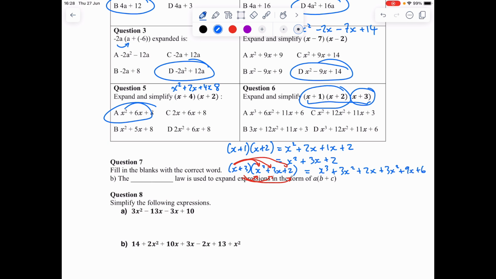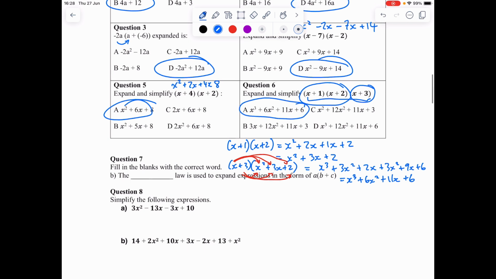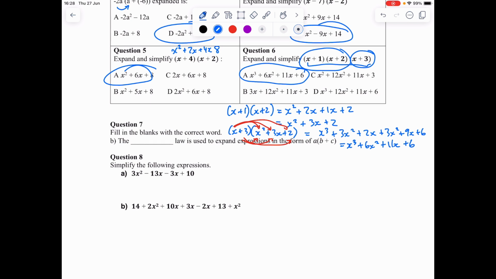We've only got 1x cubed. We've got 3x squared plus 3x squared, which is going to be 6x squared. 2x plus 9x is 11x. So x cubed plus 6x squared plus 11x plus 6, that's A. All done.